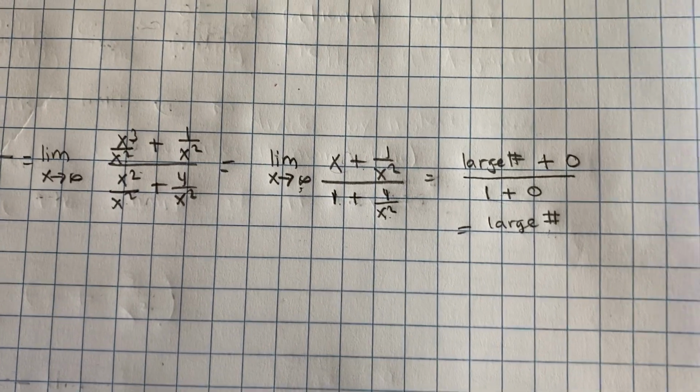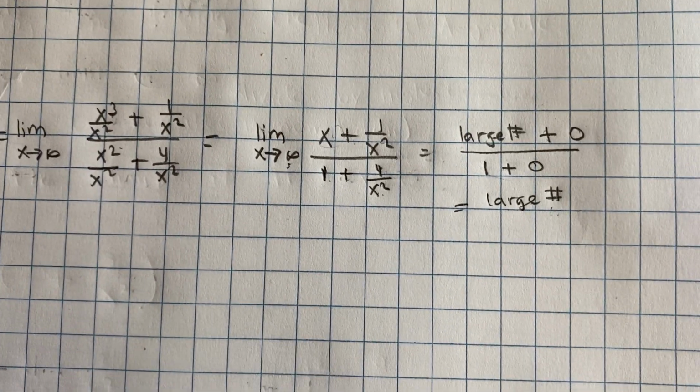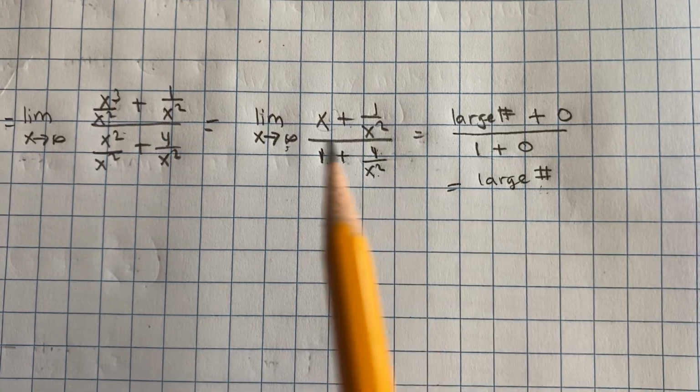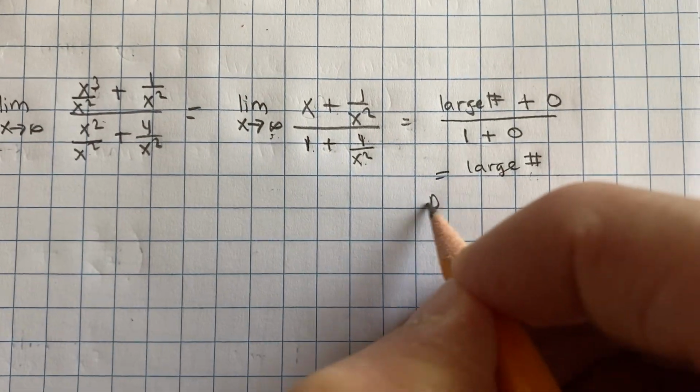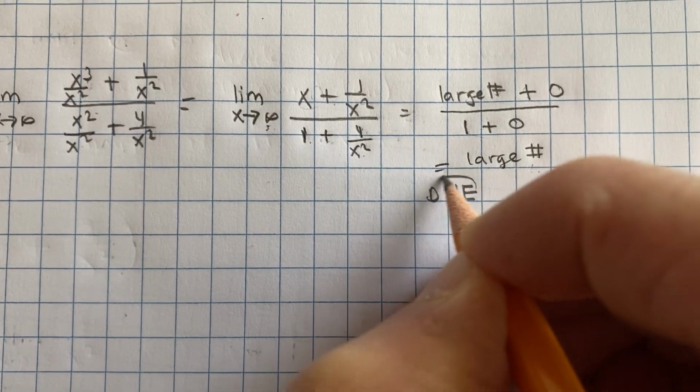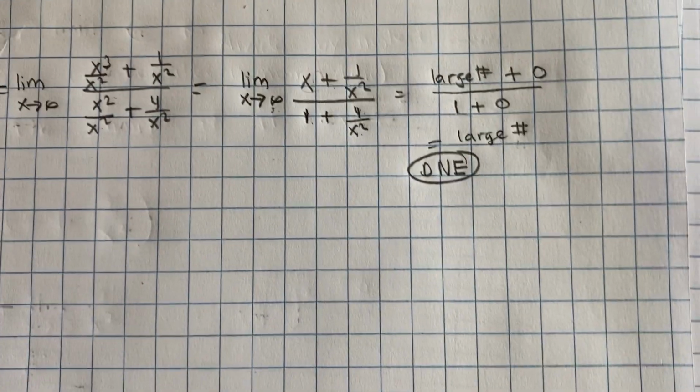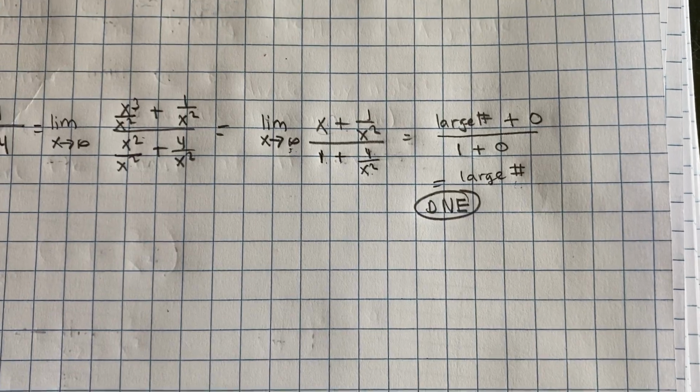In order for the limit to exist, it actually has to approach a specific number. In this case, infinity is not a specific number. So we'll just say it does not exist. Okay, and you'll find that answer to be true in your textbook as well.